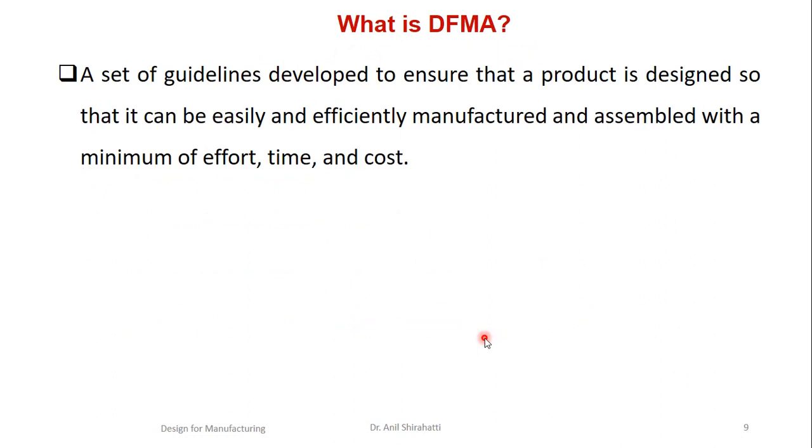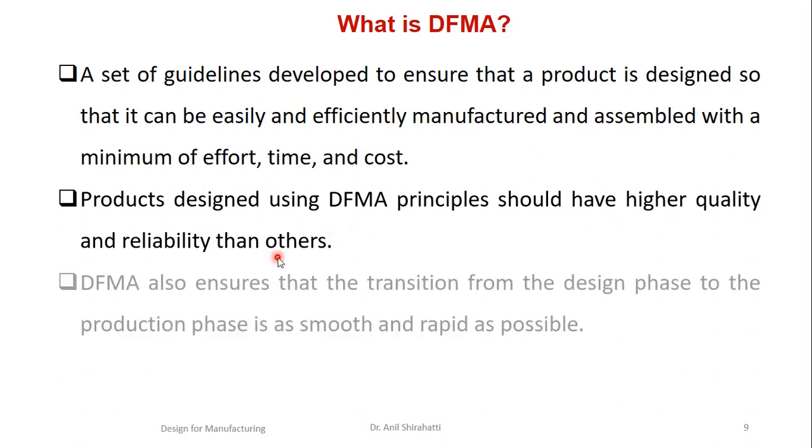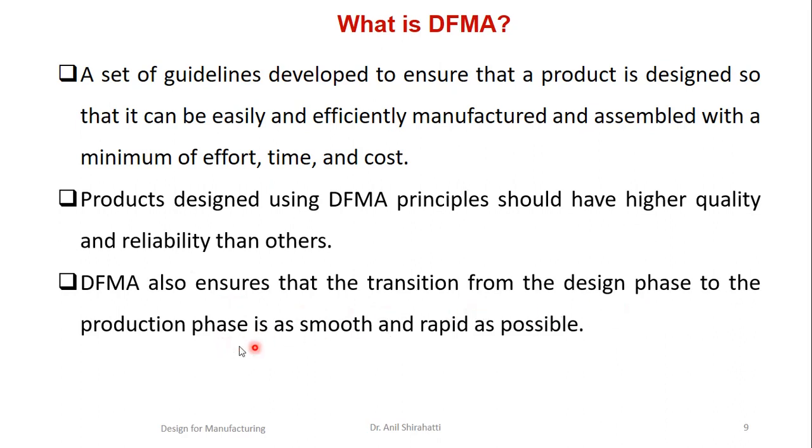Now what is actually design for manufacturing and assembly? What you understood from this is a set of guidelines developed to ensure that a product is designed so that it can be easily and effectively manufactured and assembled with minimum effort, time and cost. Product design using DFMA principles should have higher quality and reliability than the others. And DFM also ensures that the transition from the design phase to the production phase is as smooth and rapid as possible, because we know we have to reduce the production time.